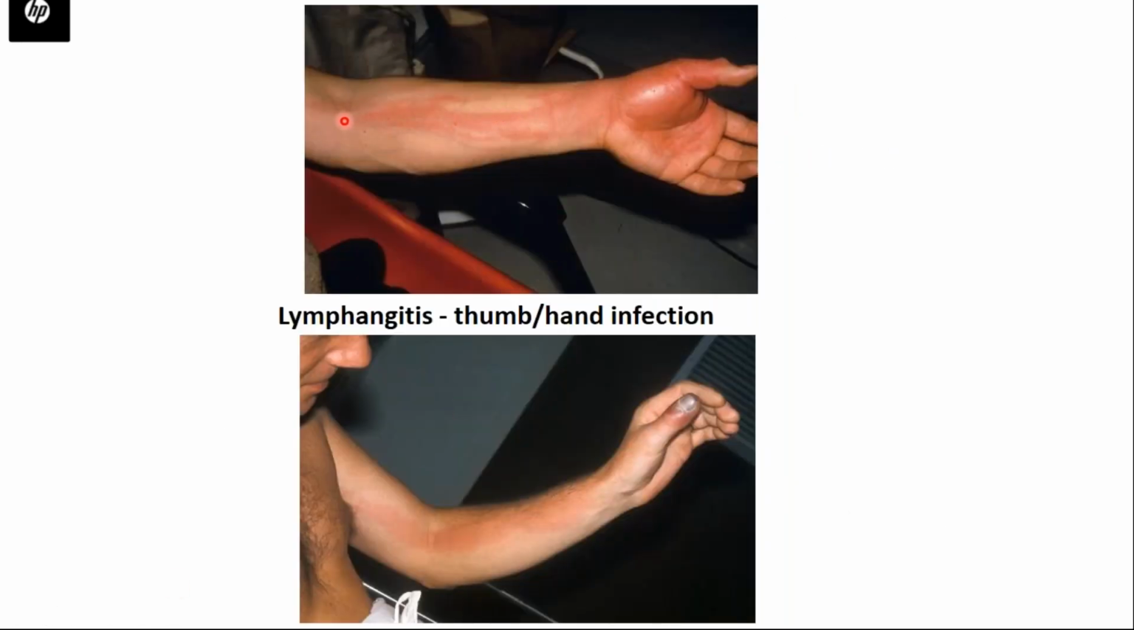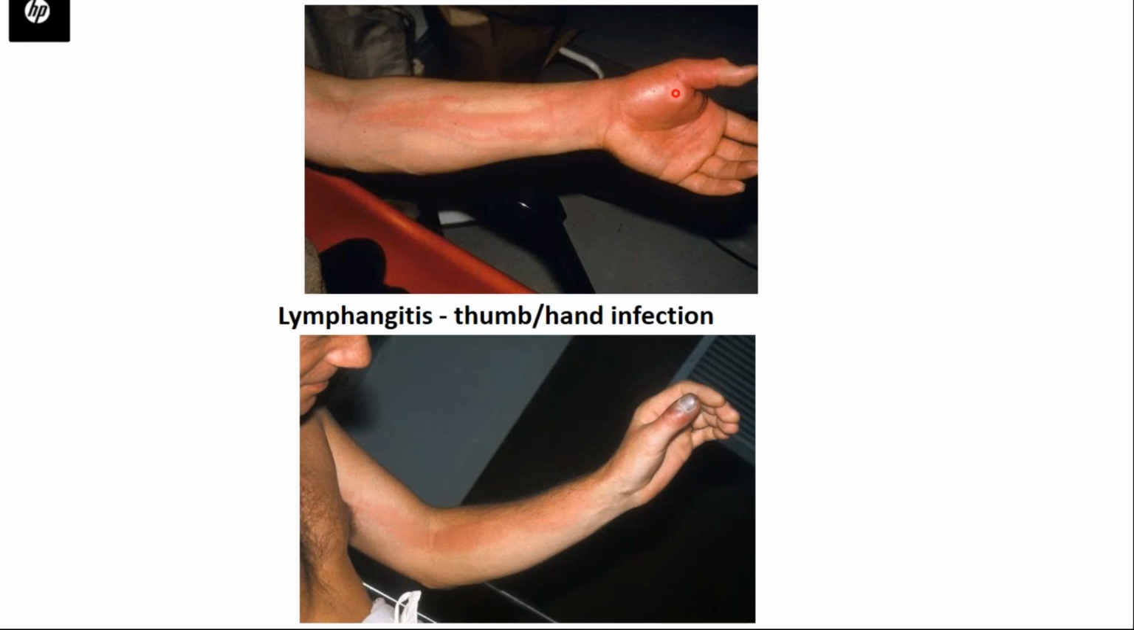Lymphangitis. Okay, lymphangitis. Here you can see this person has some injury in the finger, the index as well as the thumb. And what happens? Not only is the finger affected, but the entire upper limb is affected. You can see the red inflammation.